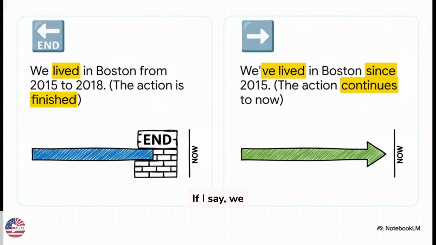This one is so good for showing the difference. If I say, we lived in Boston, what does that tell you? It tells you we don't live there anymore. That chapter of our life is closed, it's over. But if I say we've lived in Boston since 2015, that means we started living there in 2015, and guess what? We still live there now. That's that bridge connecting the past to the present.